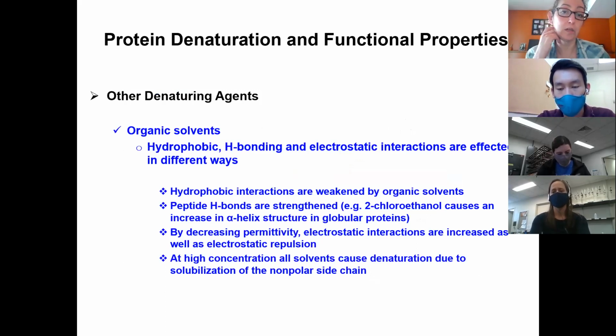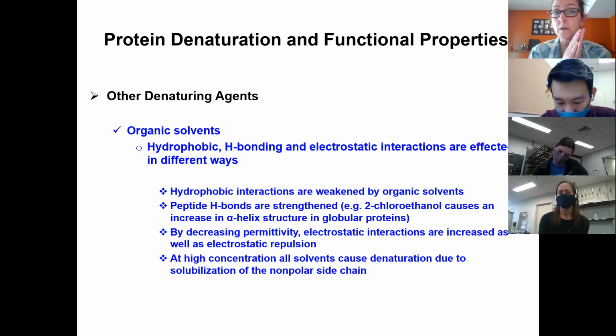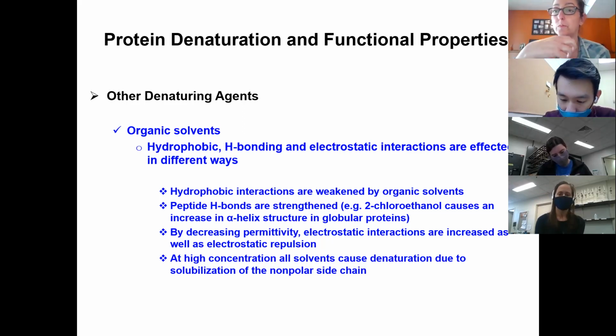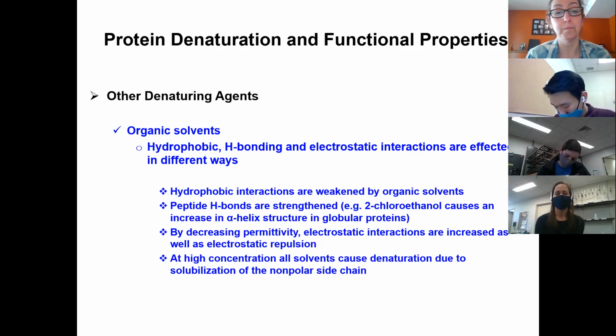Okay, other denaturing agents. So organic solvents. Basically, organic solvents are going to disrupt non-covalent interactions. So hydrophobic interactions are weakened. Instead of the amino acids with the hydrophobic residues interacting with each other, in the presence of organic solvent they want to dissolve in that solvent. So the protein opens up and allows those nonpolar residues to dissolve in the organic solvent.